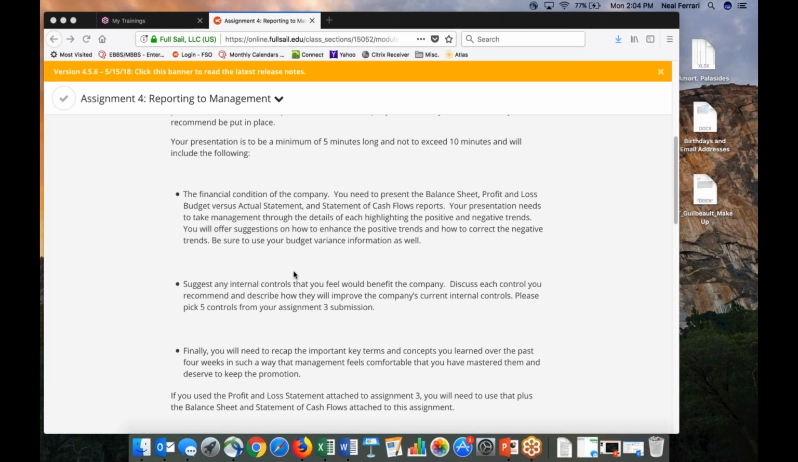On your profit and loss statement, you're going to have the budget and you're going to have the actual numbers from assignment 2. And what you're being asked to do is, for each budget variance, provide an explanation as to why that variance took place.